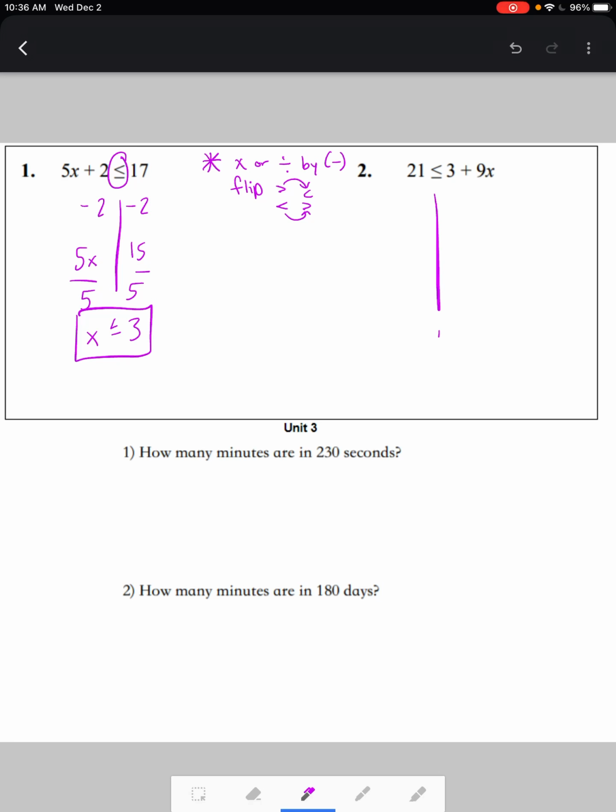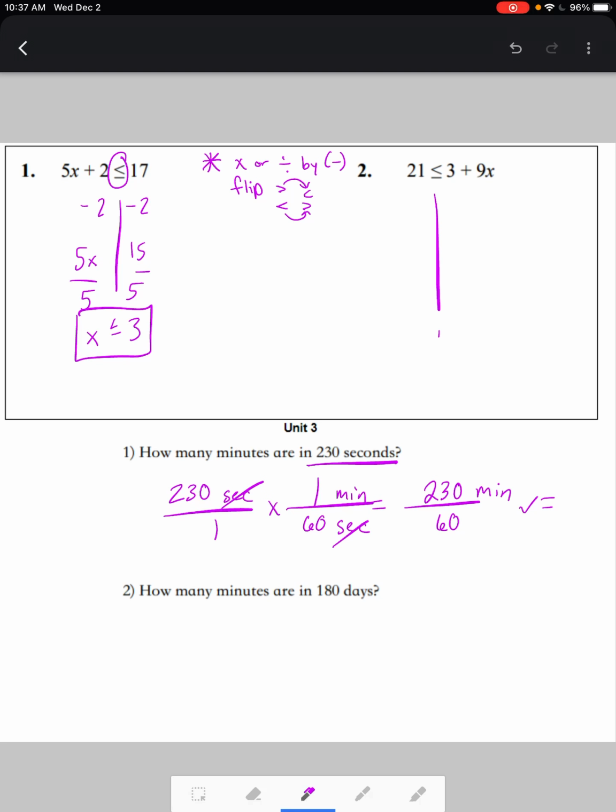That last step is we do need to do this division. We do need an answer here. So if we do 230 divided by 60, we'll end up with an answer of like 3.8. So we can say 3.8 minutes are in 230 seconds. And that seems reasonable to me. Again, 230 seconds. It's a bit more than 3 minutes, but still a bit less than 4 minutes. So yeah, it would fall in that range of about 3.8.